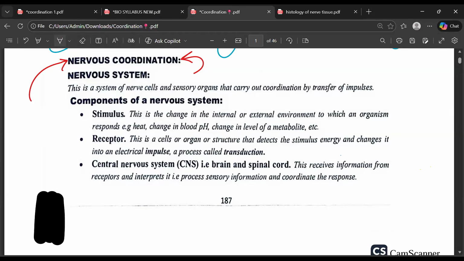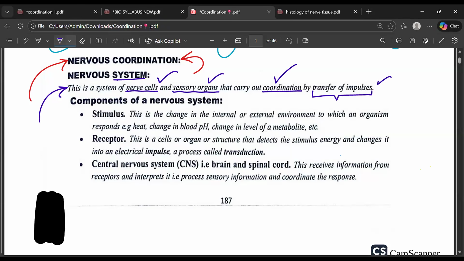Hope you understand. So the nervous system, I told you it is a system of cells, give you tissue, organ system. It can be a system of cells, a system of tissues, a system of organs. That's why they put system of nerve cells and sensory organs. You all know these things. We said them. Sensory organs, it's like sense organ. And what do they do? They carry out coordination, and they do this by transfer of impulses. You know impulses. My role is not to make you cram this definition. It is you to cram.